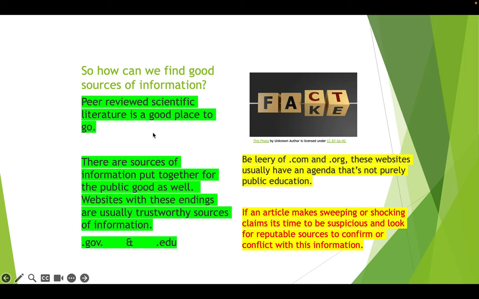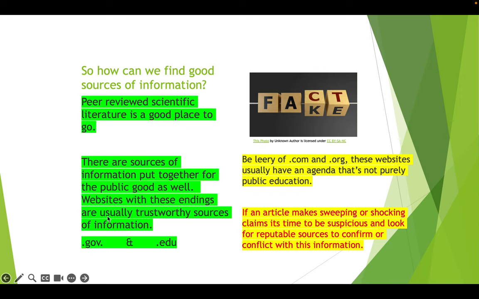So peer-reviewed scientific literature is a good place to find information that's already been vetted by the rest of the scientific community, people who know more about that science specifically than you do. There are other good sources of information.